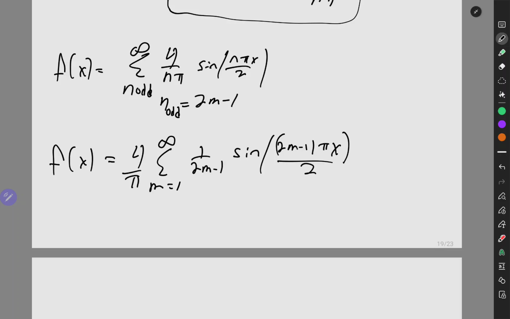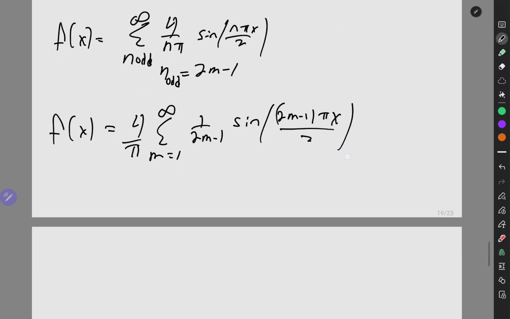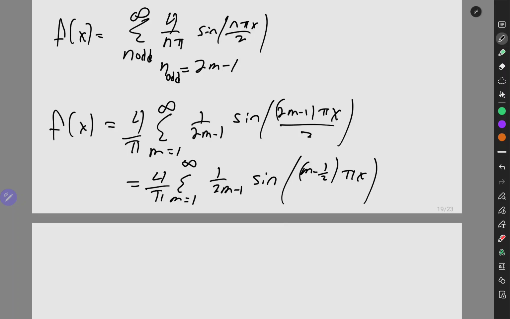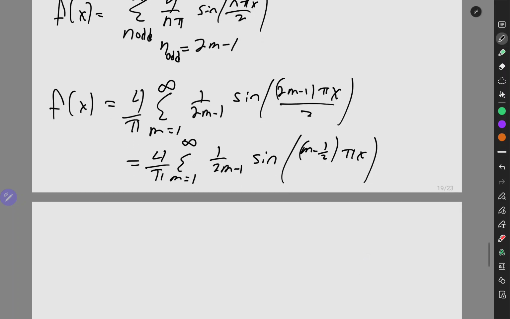That could be rewritten, actually. I'm just looking at it. Do you see what I mean? Because you can write it as, might as well just do it quick. And that's our final answer.